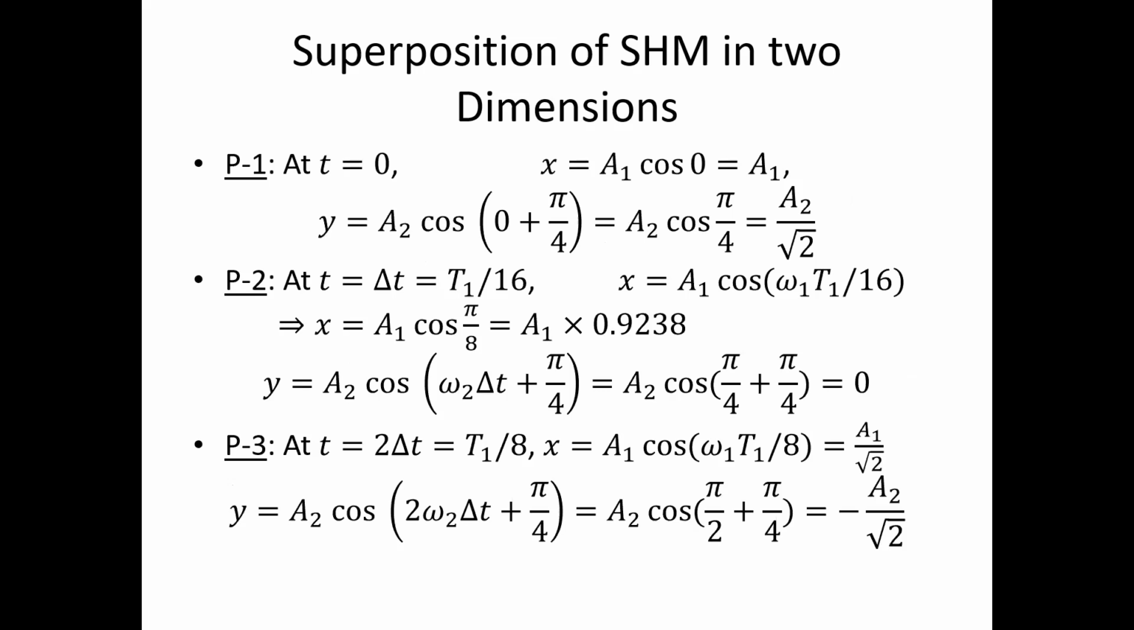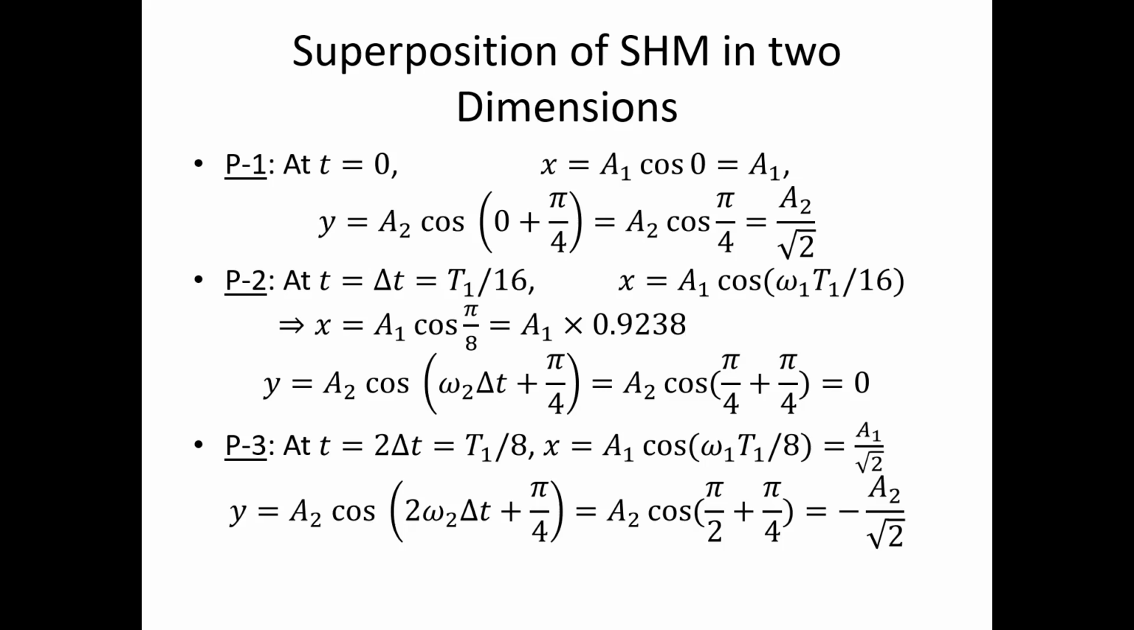At t equal to delta t equal to T1 over 16, we have x equal to a1 cos of omega 1 T1 over 16, so x equal to a1 cos of pi over 8. We have to actually calculate this using a calculator, because we don't know the value of cos of pi by 8 at hand. I mean, it's not really readily known. So y equal to a2 cos of omega 2 delta t plus pi over 4, so a2 cos of pi over 4 plus pi over 4, that is equal to a2 cos of pi over 2, that is 0.